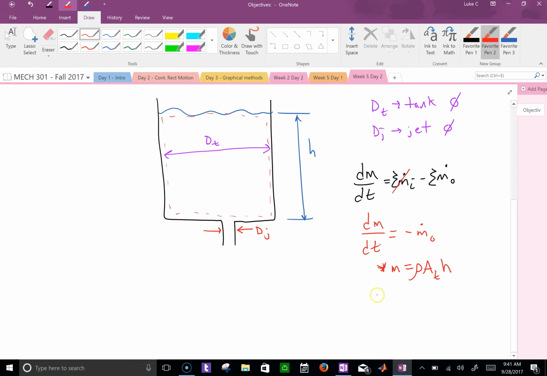All right, and then tell me what m dot out is. Yep. Rho of the water times the area of the jet.